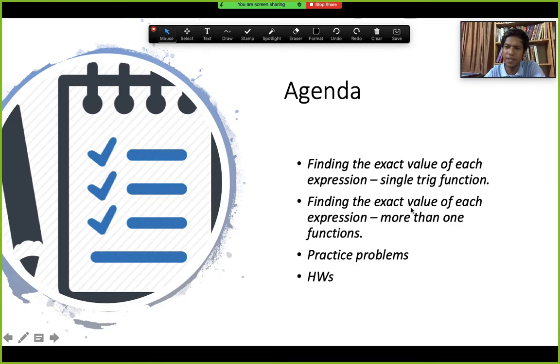Now you can say, sir, this kind of thing we already solved, which is true. Suppose you already know how to find the answer of cosine pi by 4 equals what? You already know this answer. But in this lesson, we'll try to understand, suppose, let's say, cos 15 degree equals what?